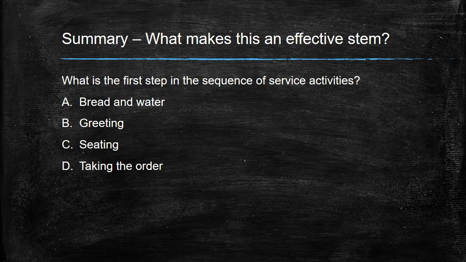In the below example, we see a STEM stated as a question with a clear problem, identifying the first step in the sequence of service activities. This STEM is concise, without unnecessary information that might distract the reader from the main point. This example is one that follows the best practices of writing an effective STEM.